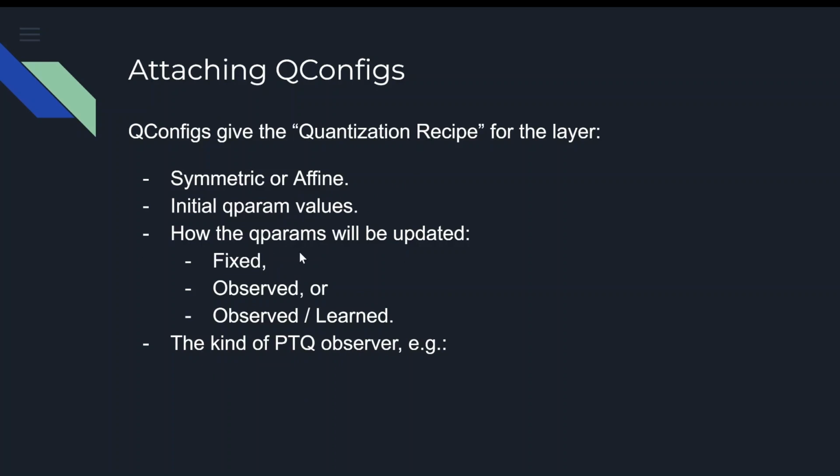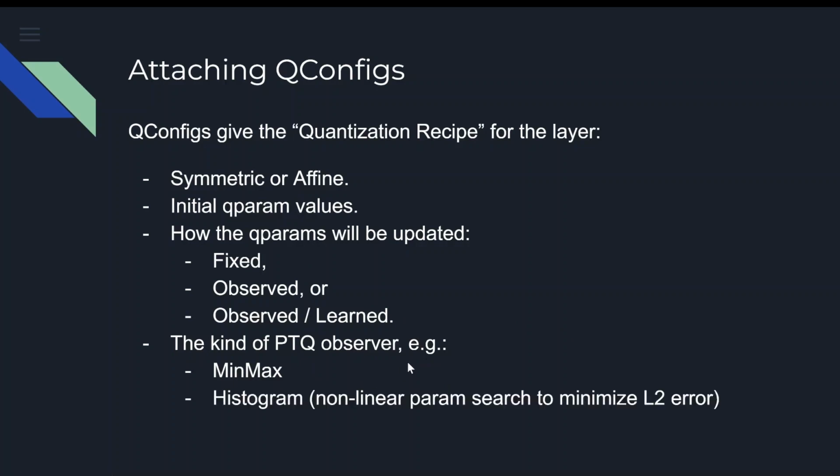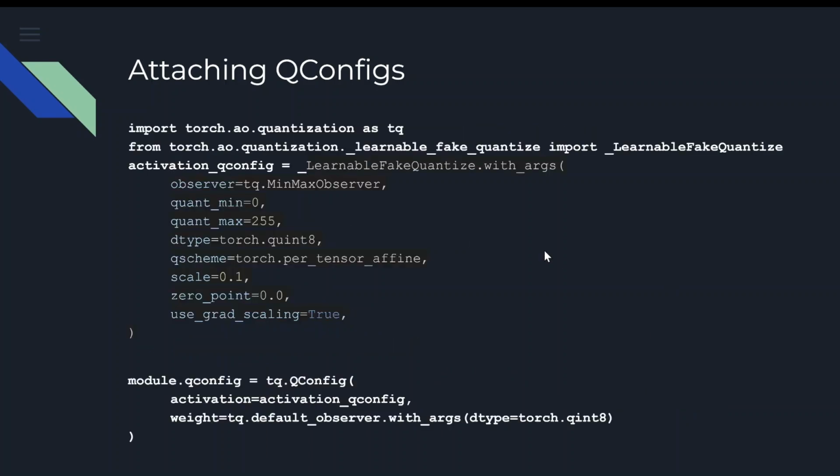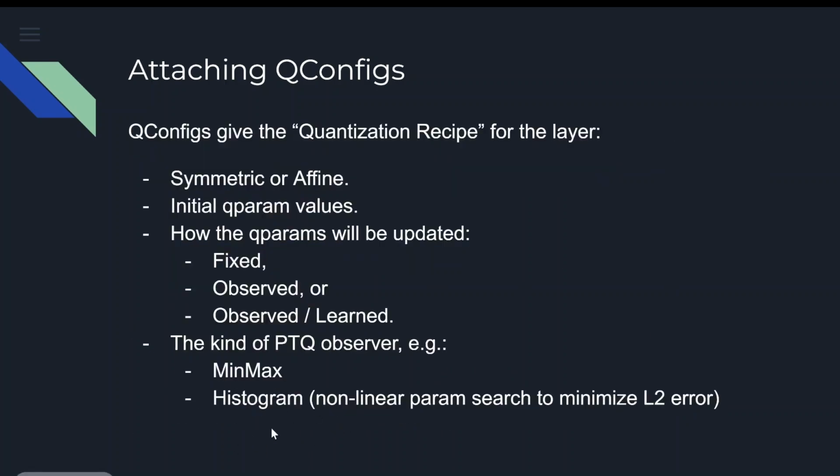They can be different for activations and for weights. You can also specify the kind of PTQ observer that you want. Do you want a min-max? Do you want a histogram? In PyTorch, there's one that does a nonlinear parameter search to minimize the L2 error. Sorry, there are other options as well, like per channel min-max. You can create your own custom PTQ observers. You can do a lot. PTQ observers are pretty easy to code custom versions of, so I 100% will have a video on that because I have quite a lot of experience with that.